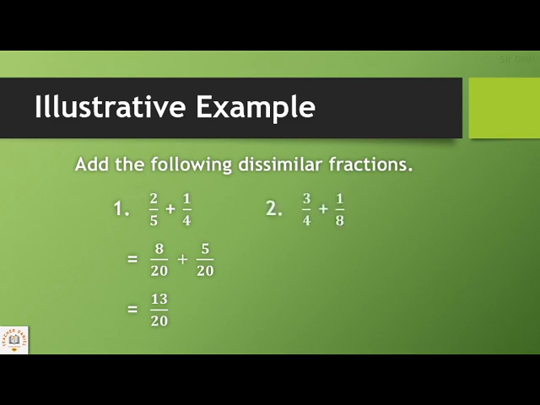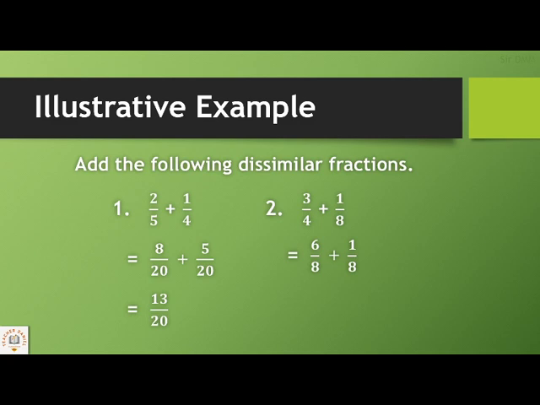Another, 3/4 plus 1/8. First, get the LCD. The LCD is 8. To get the first numerator, just divide 8 by 4. 8 divided by 4, that is equal to 2 times 3, which is the first numerator, that is equal to 6. That's why we have 6 over 8.